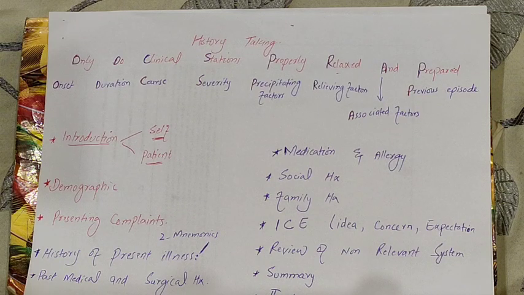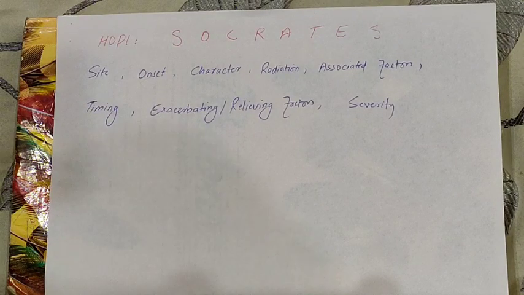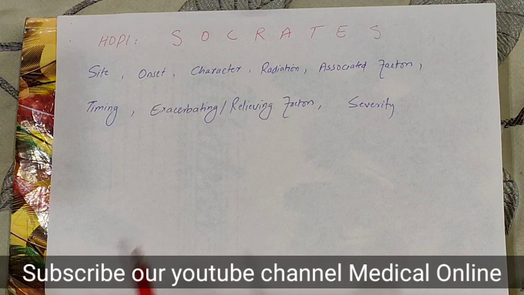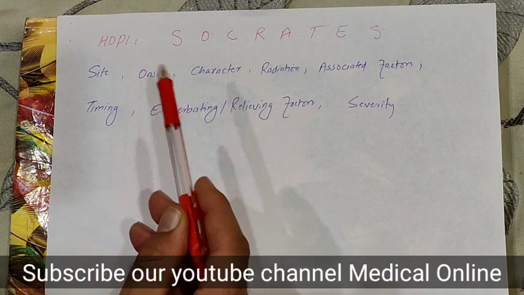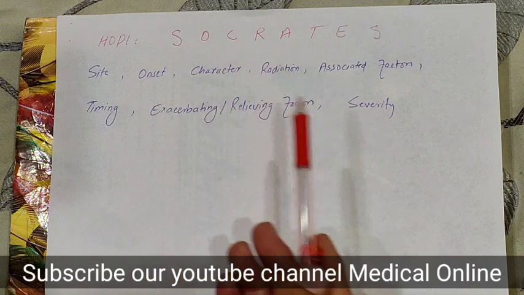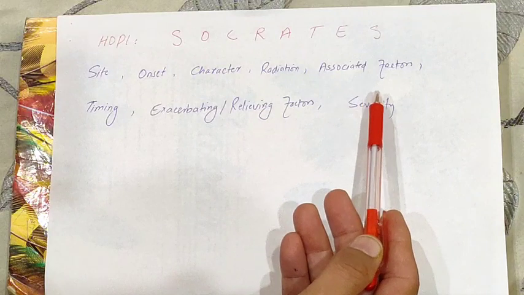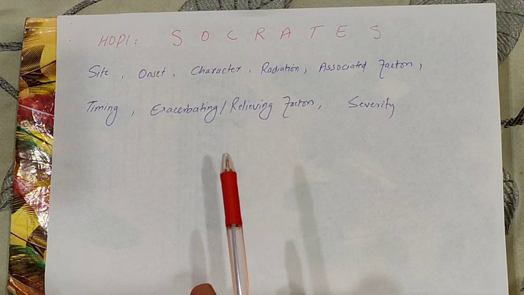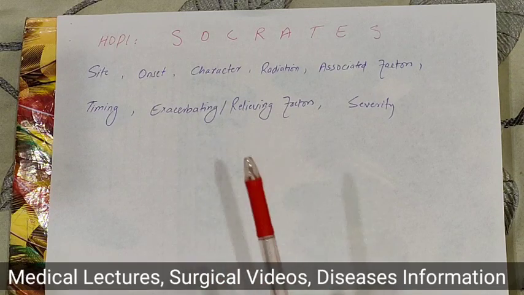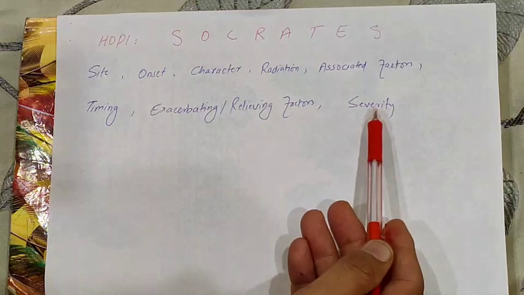Now coming towards pain. For pain, everybody knows a simple and interesting mnemonic, which is SOCRATES. Everybody is using it. S stands for site. You will ask about the site of the pain. Onset, again. Character of the pain. Is it colicky or things like that? Does it radiate anywhere? A for associated factors. Timing, you will definitely ask how long you have been feeling this pain. Exacerbating and relieving factors. And then you will ask about the severity.